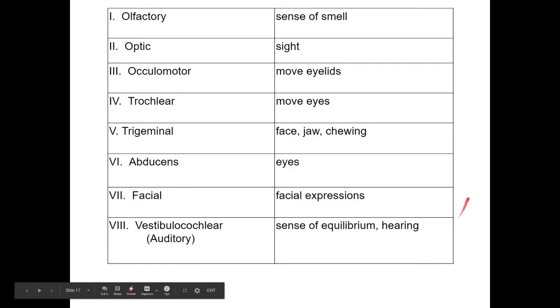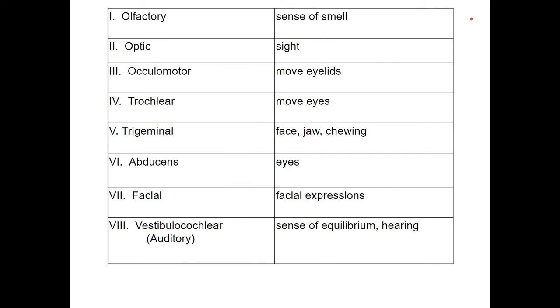So going over them again and quickly what they mean. Olfactory, nerve 1, is your sense of smell. Optic, nerve 2, is sight. Oculomotor, nerve 3, is eyelid movements. Number 4, trochlear, is moving the eyes. Trigeminal, 5, is the face, jaw, and chewing. The abducens relates to your eyes.